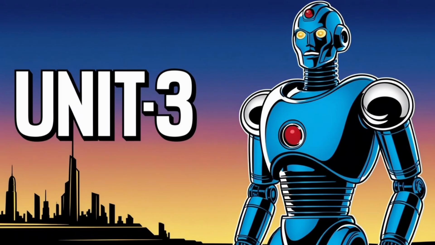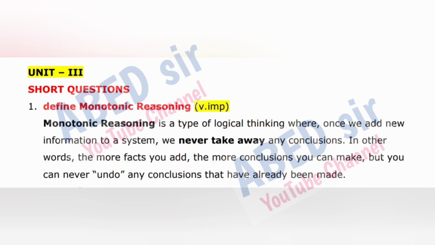Unit 3, first important short question is: define monotonic reasoning. Monotonic reasoning is a type of logical thinking where, once we add new information to a system, we never take away any conclusions. In other words, the more facts you add, the more conclusions you can make, but you can never undo any conclusions that have already been made.